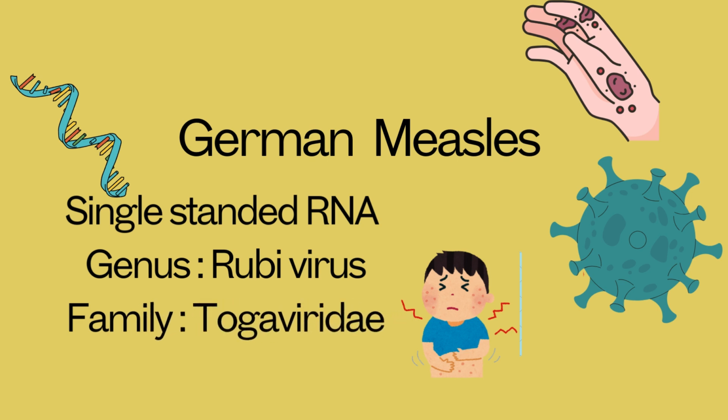Talking about genome, here the genome is basically a single-stranded RNA, which is positive sense and roughly 9.8 kb in overall size. Then about the classification, rubella virus falls under the genus Rubivirus and the family Togaviridae.